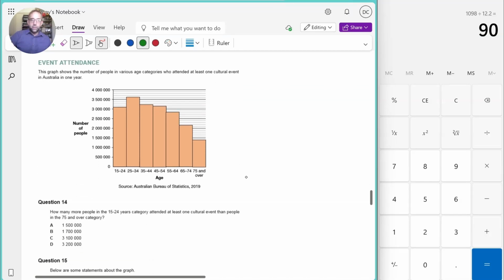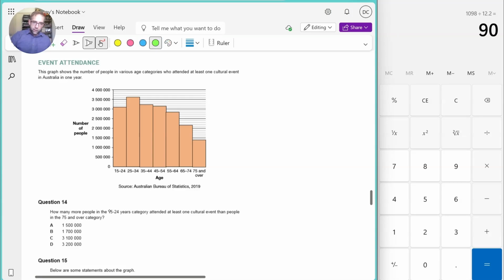So question 14 and 15 are based on the same graph that we have here, which shows the number of people in various age categories who attended at least one cultural event in Australia. When we look at the graph, you can see that we've got our data grouped together. So 15 to 24, there's roughly 3 million people who in that age range went to at least one cultural event. So just giving you an interpretation of what this first column means to try and help you do the rest. It says in question 14, how many more people in the 15 to 24 year category attended at least one cultural event than people in the 75 and over category?